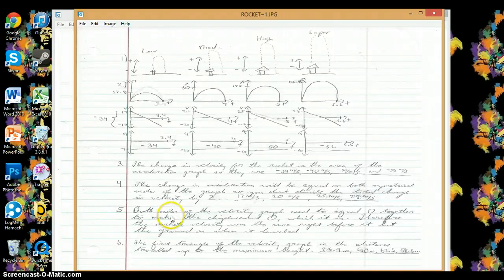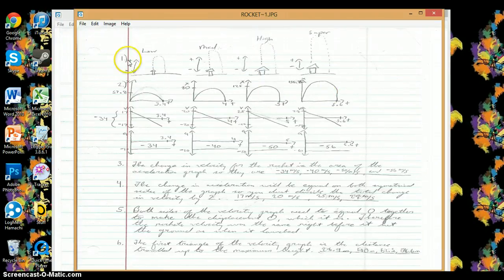Alright, Mr. Day, this is my rockets screencast. I originally did the worksheet on 2 pieces of paper, and then I scanned them into my computer, so this is how I'm explaining it. The first question is sketch the diagrams of the situations for the rockets.